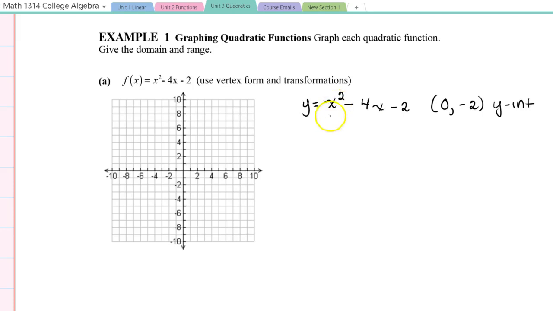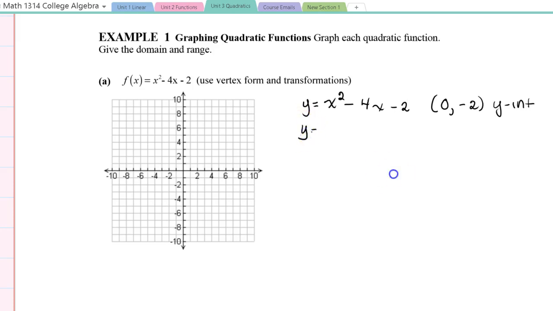We can try factoring this so that we can find our x-intercepts. However, we're looking for factors that multiply to negative 2 but somehow subtract to 4. So we're not going to be able to factor this particular equation. So the next thing we're going to consider is how to put this into vertex form.